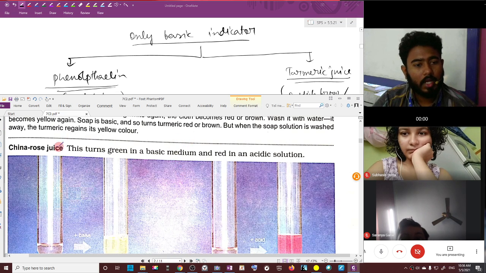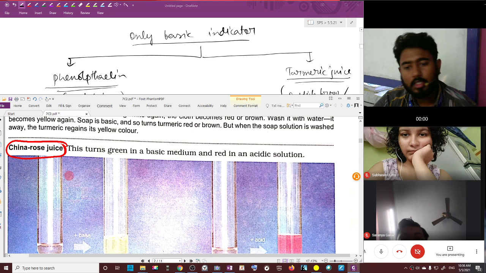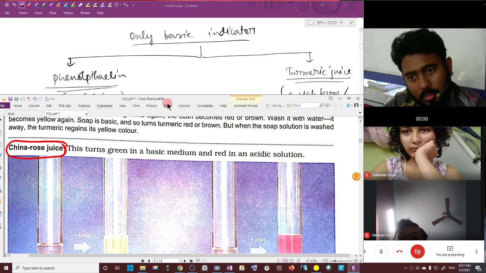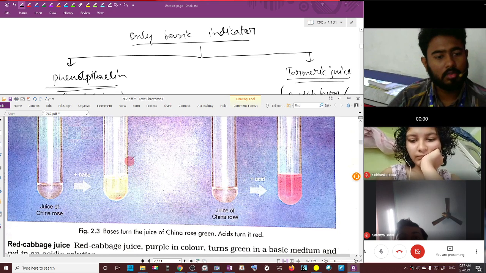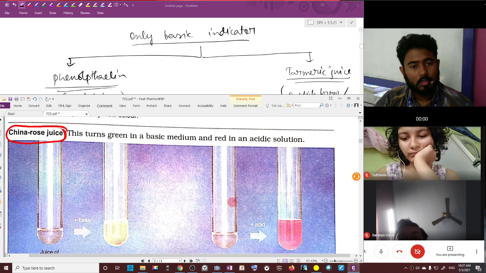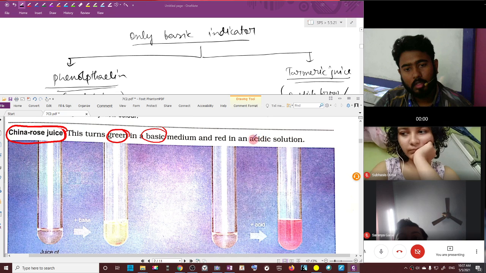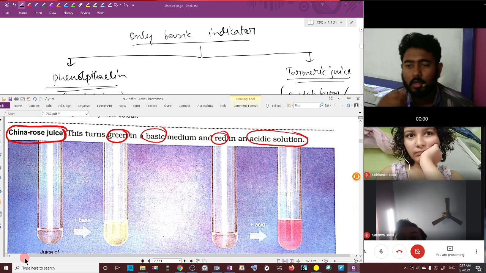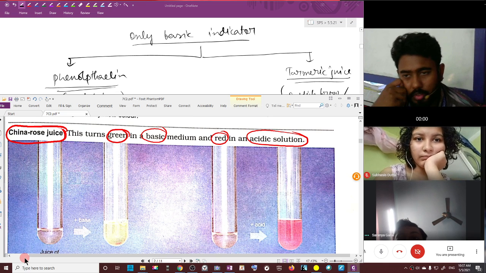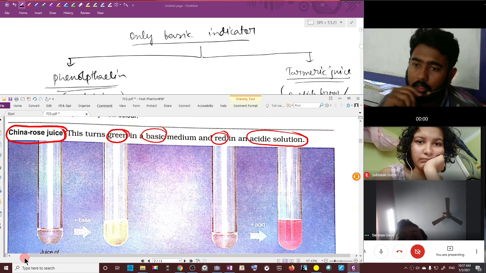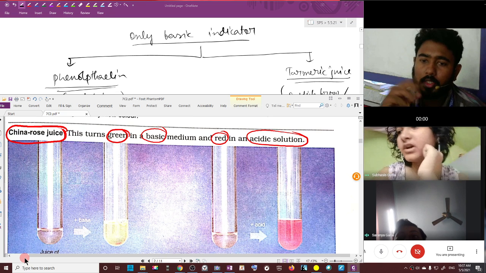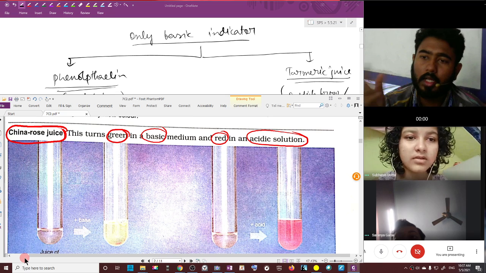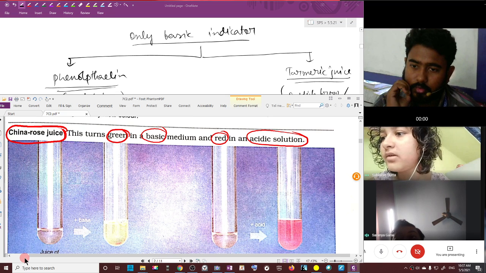We can make a turmeric paper by just soaking paper in turmeric solution and drying it. Now, China rose juice. China rose juice is also like litmus. It can indicate both acid and base. It turns green in basic medium and red in acidic solution. Repeat after me: green in basic, and red in acidic.